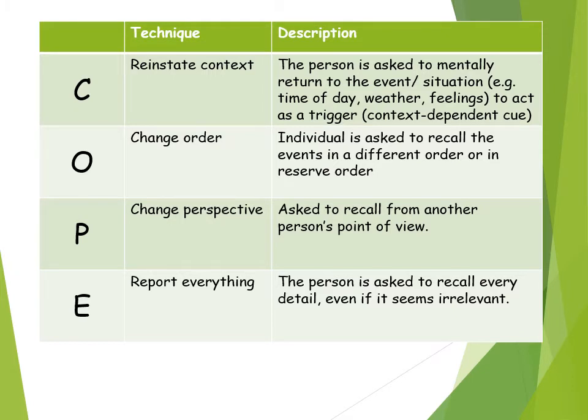P is for perspective. So they might be asked to change the perspective in which they are recounting the situation from. So they are asked to recall it from another person's point of view. So how would it have looked from the perpetrator's point of view? How would the situation have looked from the witness on the other side of the room? E stands for everything. So they are asked to report everything that happened during that event, even if it seems irrelevant or not important. So tell us everything that happened.